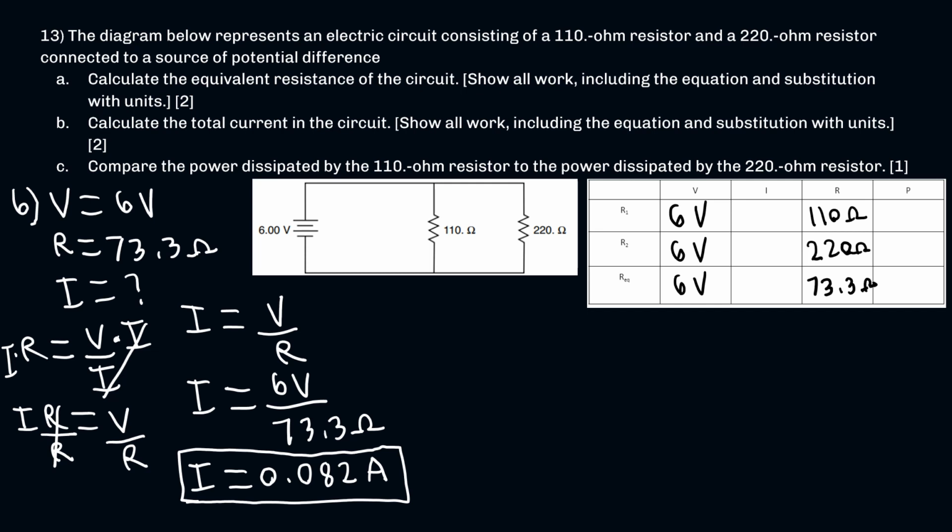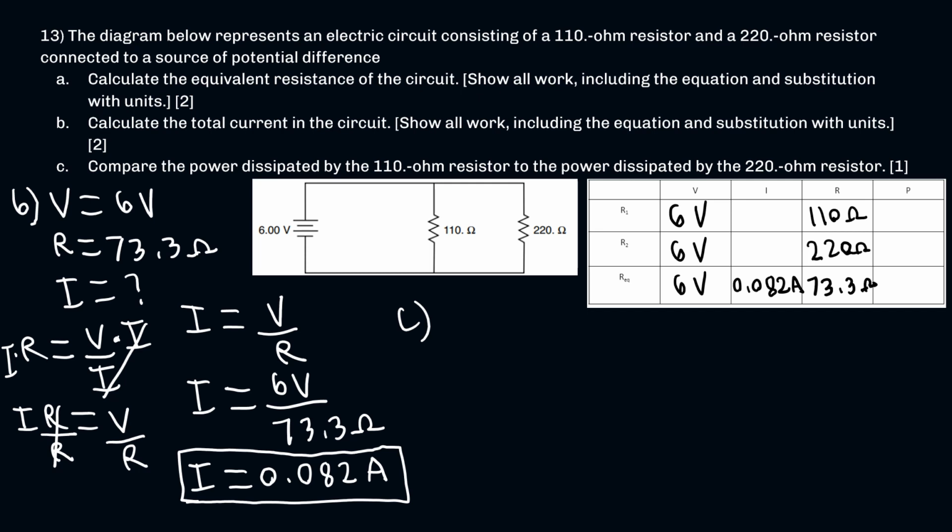So now part C. We're going to compare the power dissipated by the 110 ohm resistor to the power dissipated by the 220 ohm resistor. So again, my VERP chart is going to come in handy here, and I'll fill out the current as well in here. So 0.082 amperes. My VERP chart will come in handy here because I really had to do some math here and then just show the comparison between the 2 resistors.